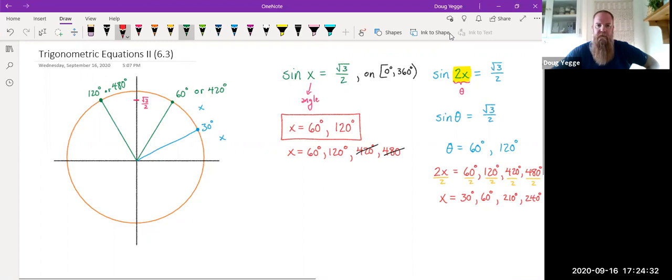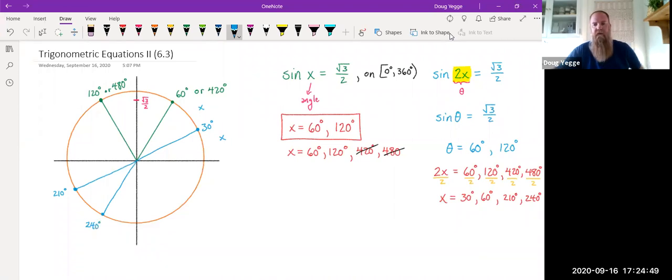So we could see where those would be are at 210 down here in the third quadrant, and 240 degrees. So in general, the rule of thumb is if the angle is 2x, we need to write out 2 rotations. If the angle was 3x, we'd have to write out 3 rotations.